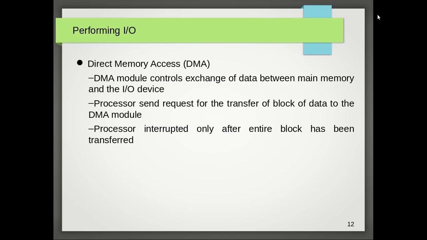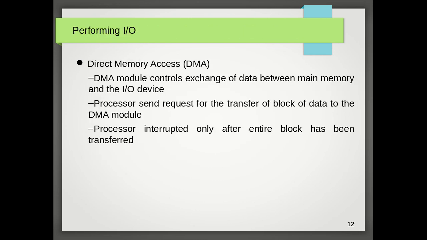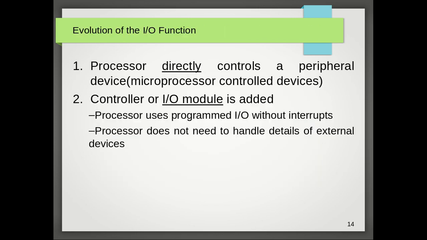Hello all. In the previous lecture we learned about techniques for performing I/O: programmed I/O, interrupt driven I/O and direct memory access. This is a comparison of how we can transfer the data from input output to memory, either through the processor or without the processor. If we need to transfer the data without the processor, we can use direct memory access, which is very efficient.